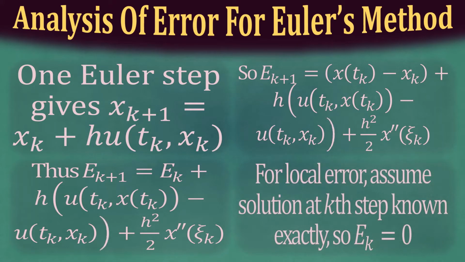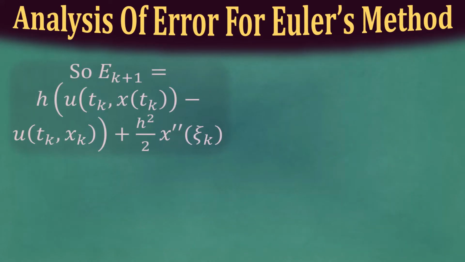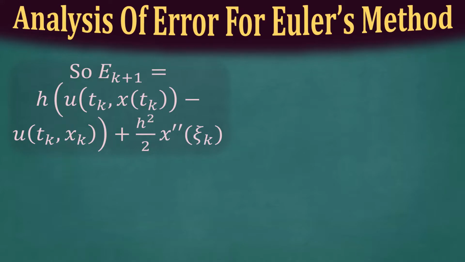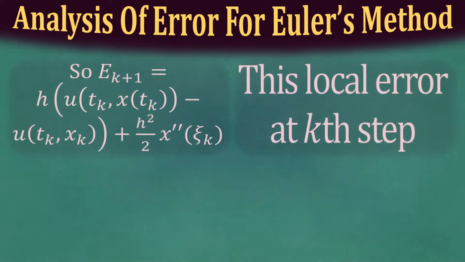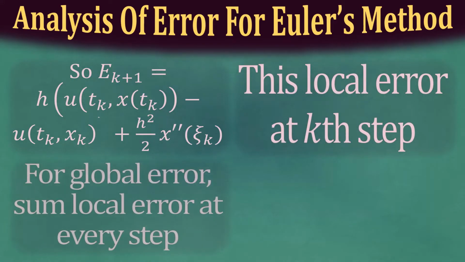For the local error, we assume that the solution at the kth step is known exactly, so Ek equals 0. Thus, E_{k+1} = h [u(tk, x(tk)) - u(tk, xk)] + (h²/2) x''(ψk). This is the local error at the kth step. For the global error, we sum the local error at every step.